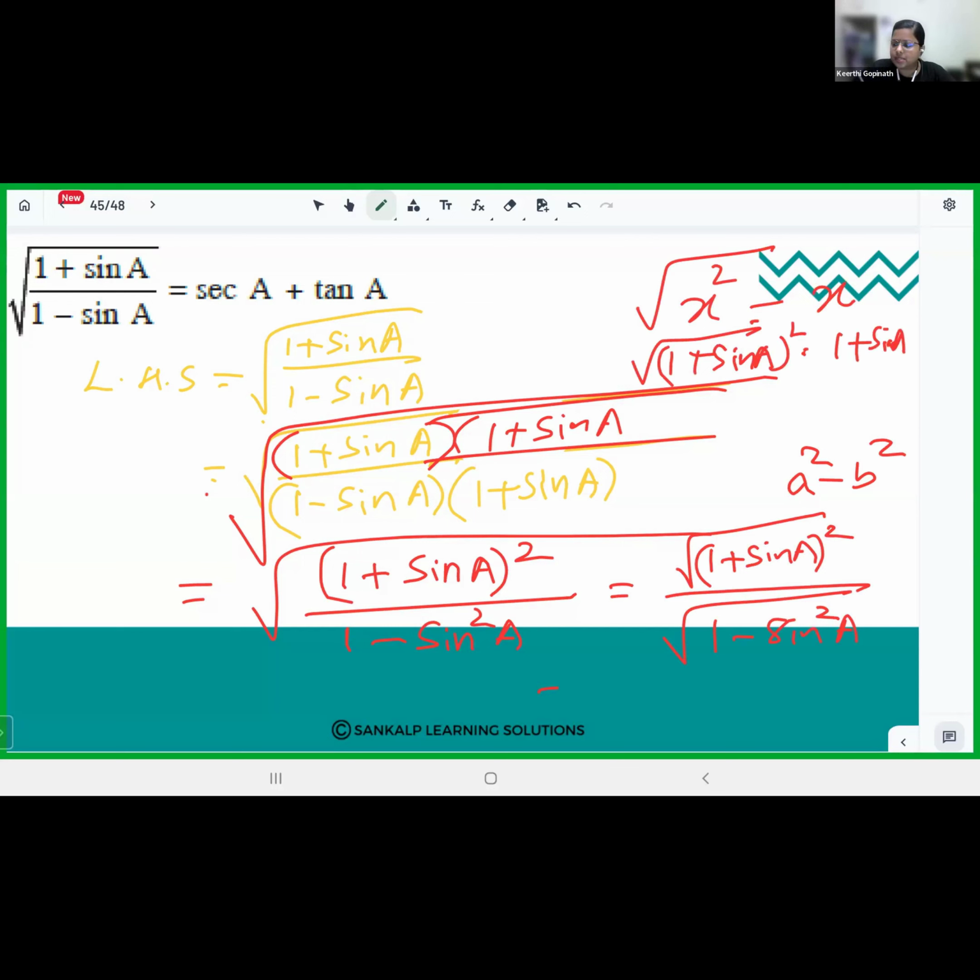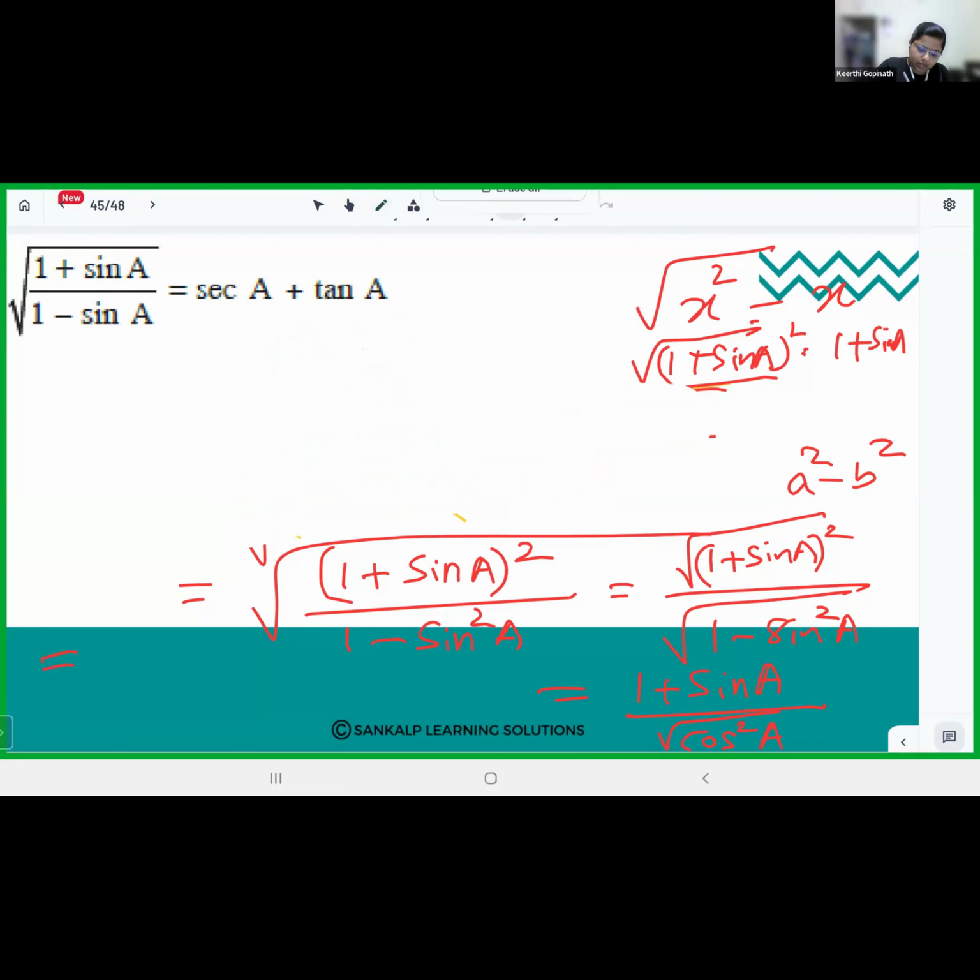So the root of (1 plus sin A) the whole square is nothing but 1 plus sin A divided by, what is the value of root of 1 minus sin square A? You apply the identity. 1 minus sin square A is nothing but cos square A. So root of cos square A. And what is root of cos square A? Root of cos square A is nothing but cos A, right? So this will become (1 plus sin A) by cos A.